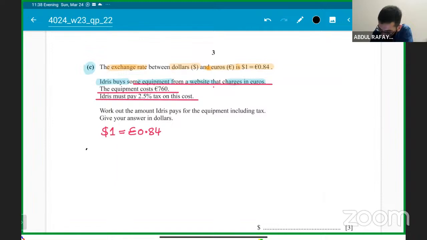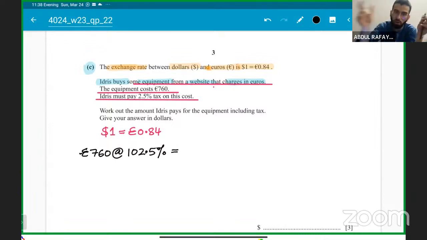So you should quickly first find out that the cost of the equipment is 760 euros, and you will have to pay the tax on it, 2.5%, which means the total amount to pay for this equipment will be 760 into 102.5. A lot of students get confused: sir, why have you taken 102.5% instead of 2.5? That's what I am going to explain here. When you calculate 2.5%, you will only get the tax amount. You have to pay the cost of the equipment and also the tax on top of it. So the cost is always 100%, no matter which question you are solving.